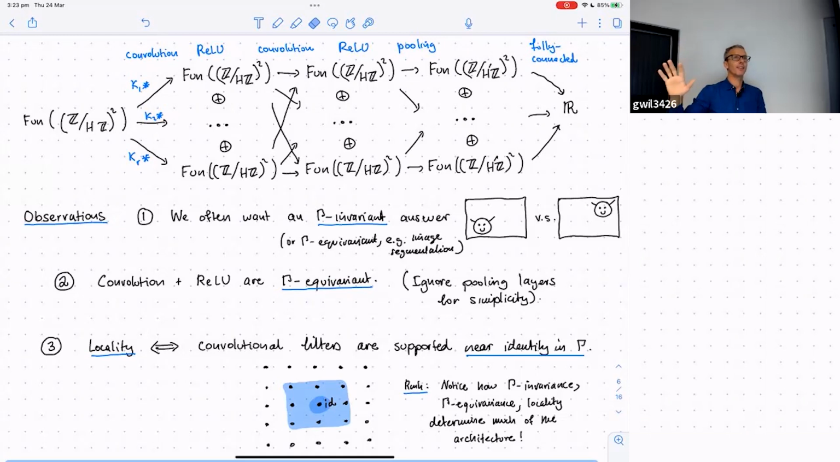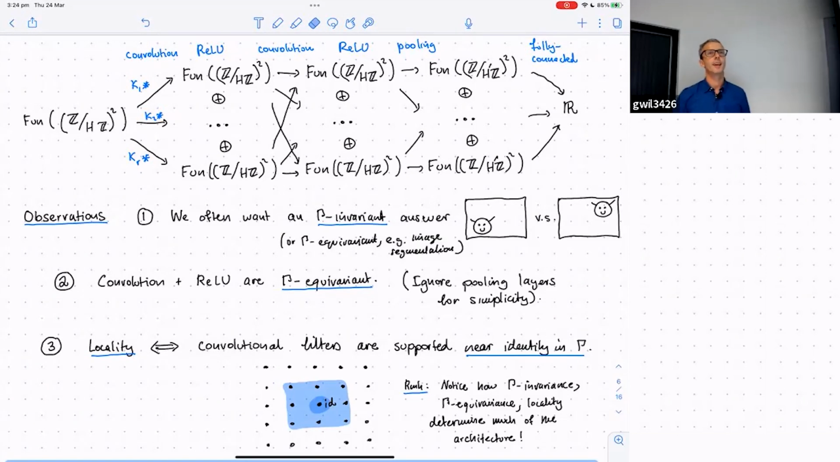Requirement three is locality. If you look at the early layers of the brain in the visual cortex, what happens is local. And it's very natural to also impose this in a CNN. So our filters are supported around the identity initially, and then later on we let them grow out through pooling and potentially fully connected layers.